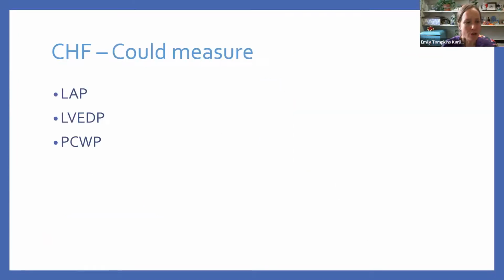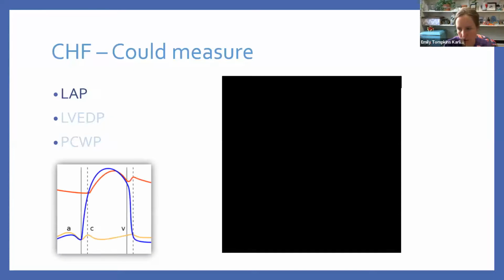So then we could actually measure any of those things. We could go and measure the left atrial pressure, the LV end diastolic pressure, or the pulmonary capillary wedge pressure. So I'm just going to tell you a little bit about how one could measure those, even though we don't usually do it, but maybe that helps conceptualize how one would go about this if you wanted to. And so if you wanted to measure the left atrial pressure, you'd be trying to get a pressure tracing like the yellow line on our Wiggers diagram with an A wave, a C wave, and a V wave.